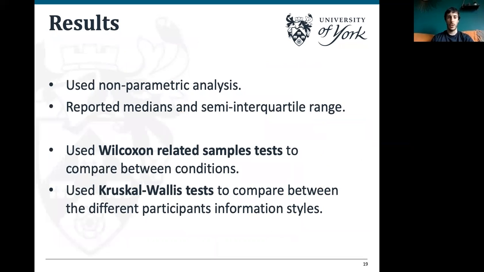Now, in terms of our results, we decided to use non-parametric analysis since the data did not meet the requirements for parametric analysis. We reported medians and semi-quartile range as measures of central tendency and spread. For statistical testing, we used Wilcoxon related-samples tests to compare the two conditions, and we also used Kruskal-Wallis tests to compare between different participants' information styles.